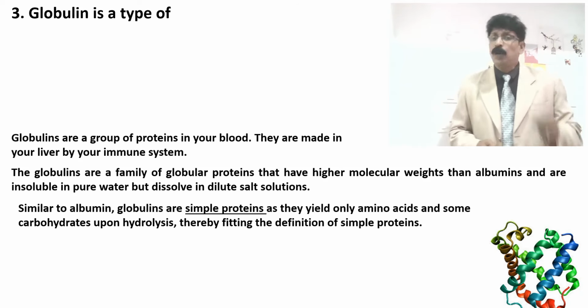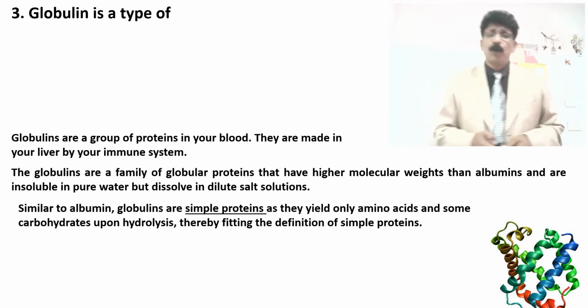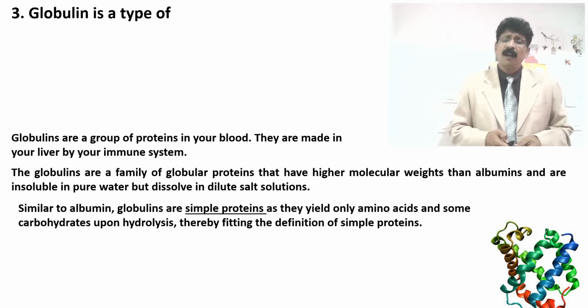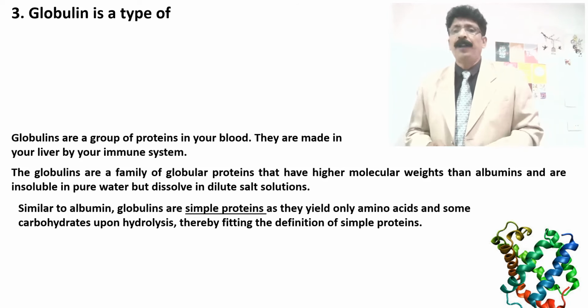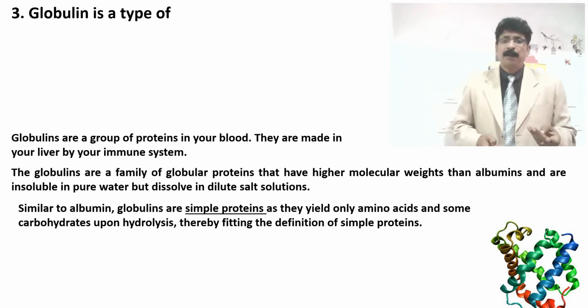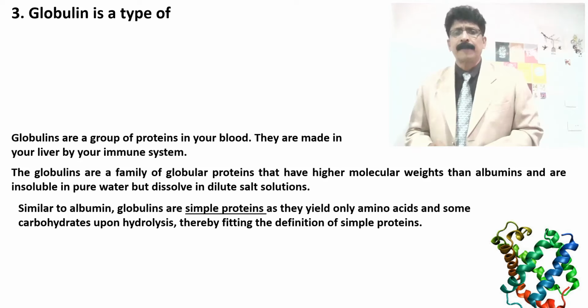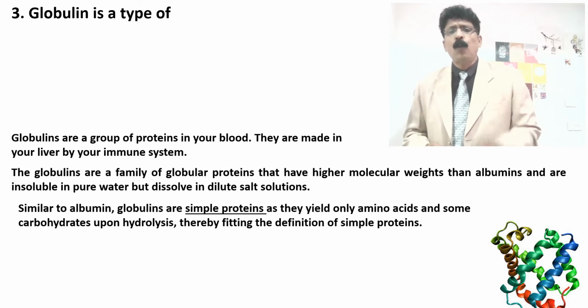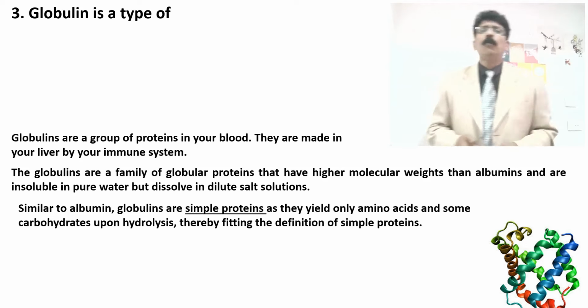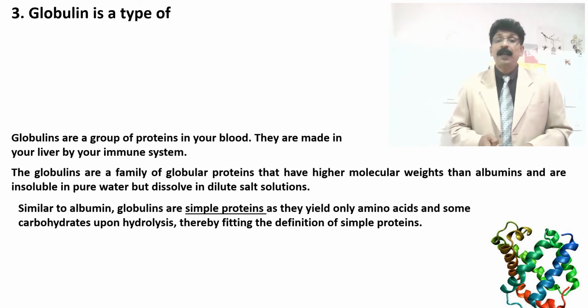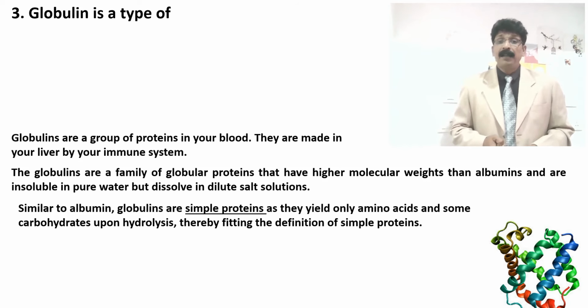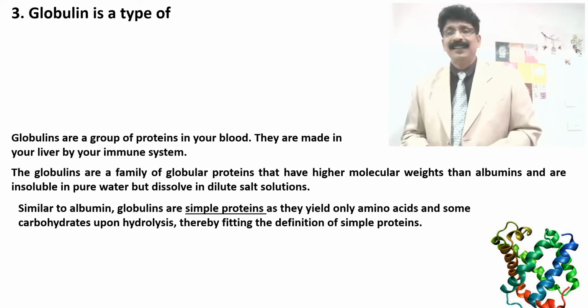Similar to albumin, this globulin is a simple protein. You might have studied conjugated protein, derived protein, and simple protein. So this is a simple protein, as they yield only amino acids and some carbohydrates upon hydrolysis. If hydrolysis gives a product of only amino acids and some carbohydrate, then it is a simple protein, thereby fitting the definition.